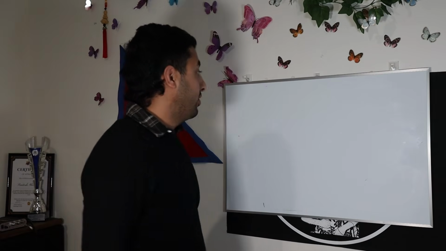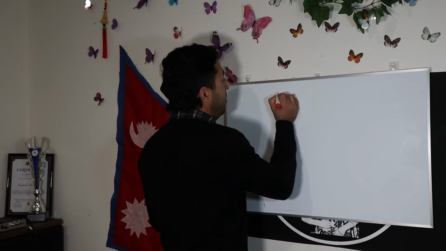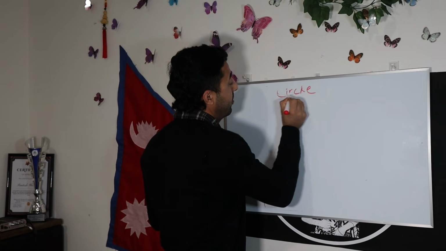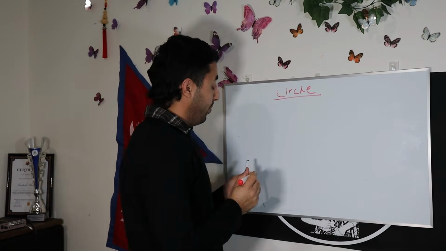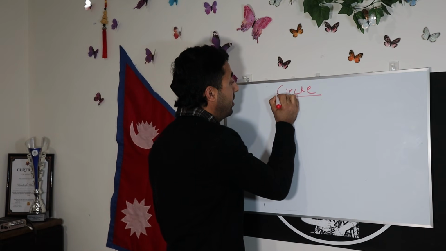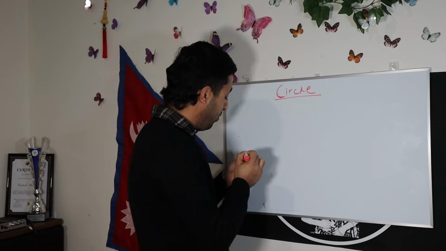So let's start our chapter. Our chapter is circle. So I'll write it down here, circle. At the beginning of this chapter, let's define circle. Let's know what is circle.